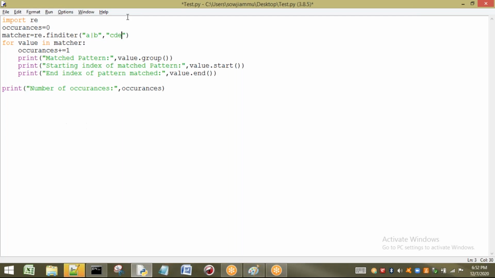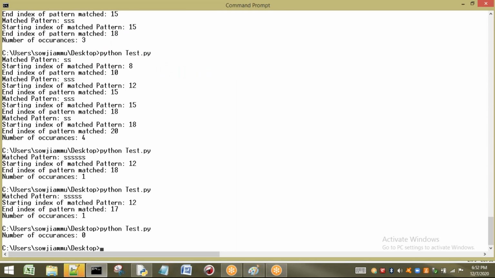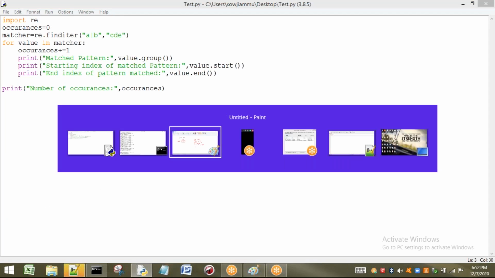CDA I am going to take. Is there any occurrence of A or B? Not there. So we are going to get 0 occurrences.